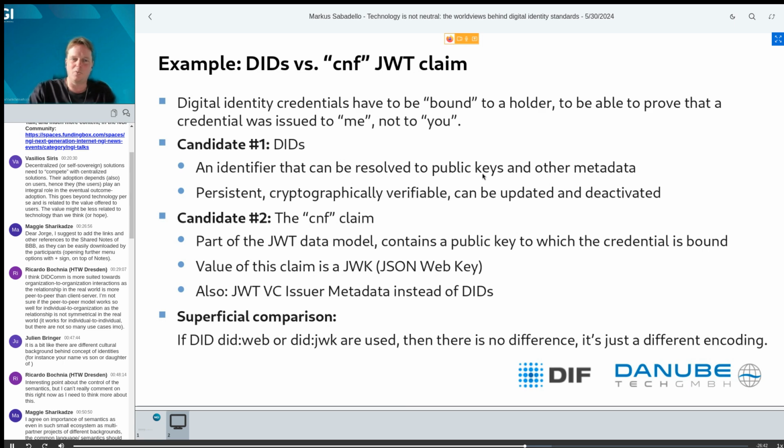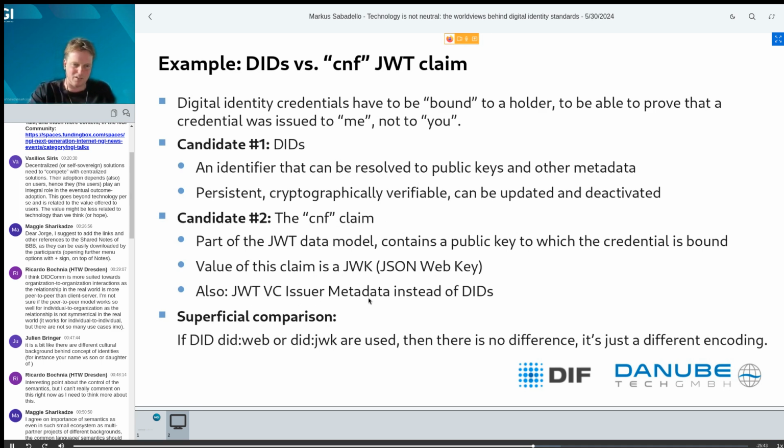So what you would often hear when you're part of discussions about these two alternatives, people will often say that there's not really a difference, right? Because this CNF claim, if you put that into a credential, it's my public key. Whereas if you put a DID into my credential, the DID can be resolved to my public key. And for certain DID methods like DID JWK or DID key, the DID itself is actually the public key. So there's no real difference. It's basically just a different encoding, right? This here is my public key, and this resolves or links to my public key, and both are essentially the same mechanism how you express that a credential is my credential and not your credential, because it's bound to my public key.